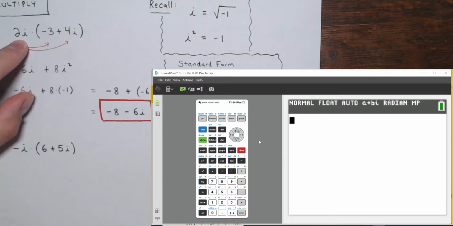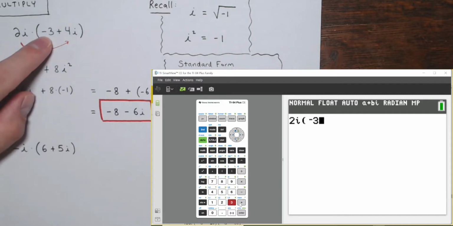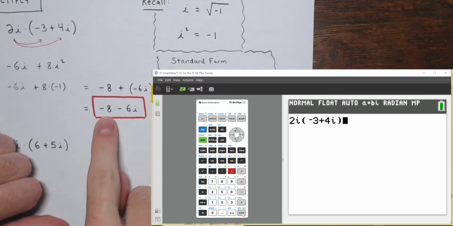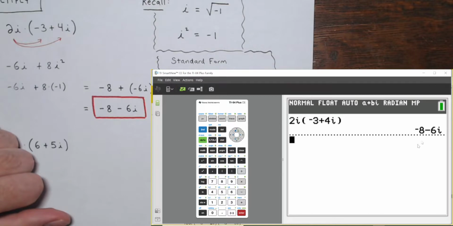So I'm going to first enter the initial expression I was given, which was 2 times i. Now i is above the decimal point on this, right? So I go second i, right? 2 times i multiplied by the quantity negative 3 plus 4i. And this should end up displaying negative 8 minus 6i, if I did things correctly. Let's see. Look at that, right? Negative 8 minus 6i. Perfect.